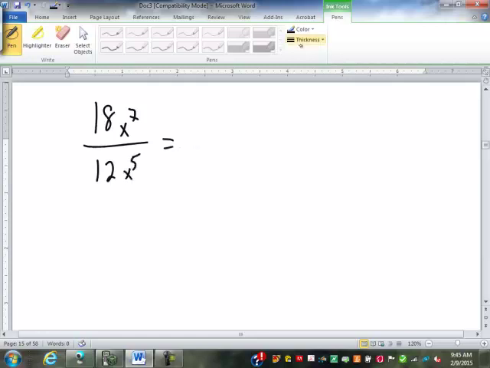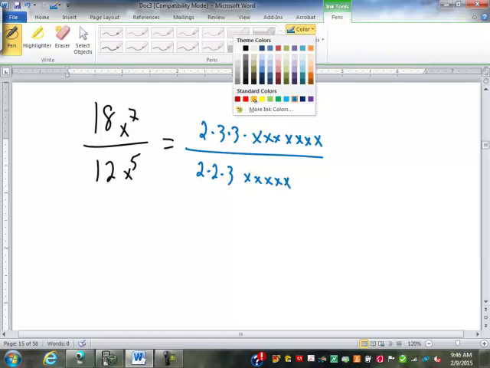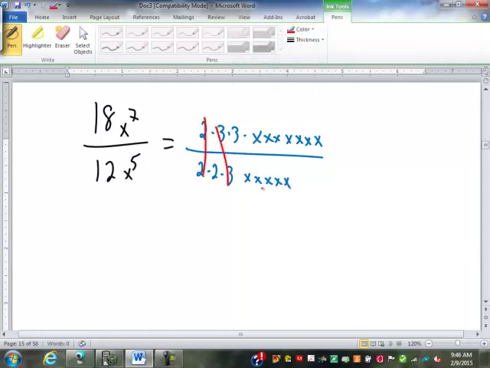Why don't the names have to be the same? Well, because we're dividing. Fractions are division. We're canceling out, and we're not adding. If we're adding or subtracting, they have to be exactly the same. It's like 18 over 12. 18 is 2 times 3 times 3. X to the 7th is 7 x's. 12 is 2 times 2 times 3. X to the 5th is 5 x's. Cancel out a 2, cancel out a 3. 1, 2, 3, 4, 5 x's. So you've got 3x times x, which is 3x squared over 2.